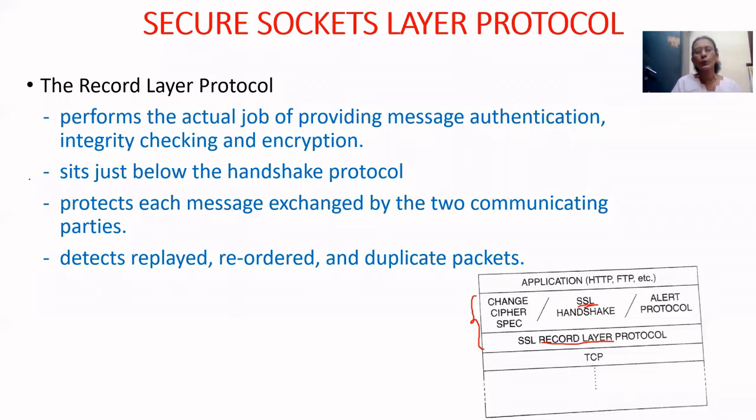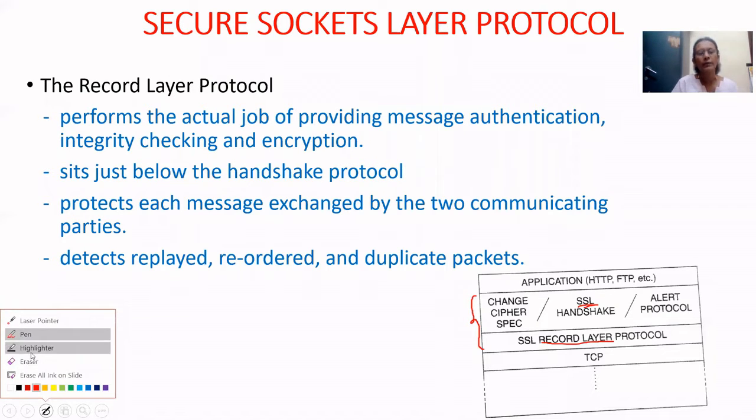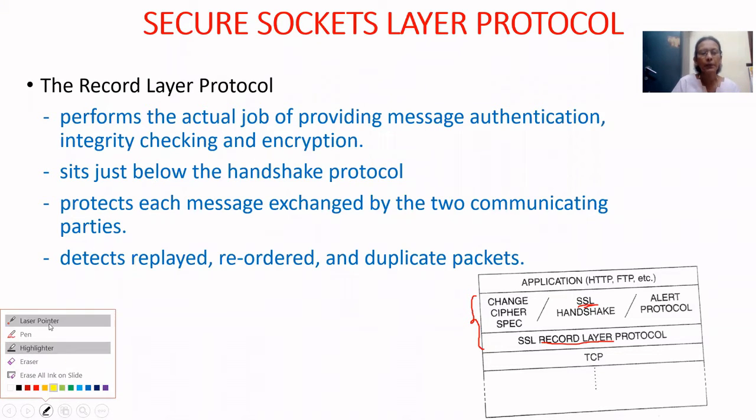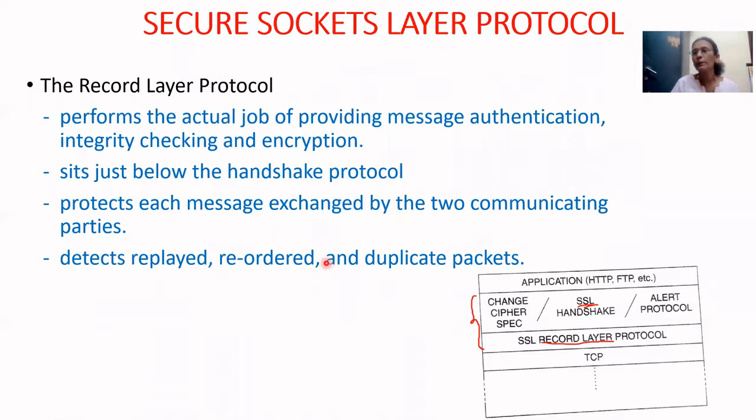Now, the Record Layer protocol protects each message exchanged by the two communicating parties. It detects replayed, reordered, and duplicate packets. So if any attacker is trying to get into the system using a replayed packet or a reordered packet, then the Record Layer protocol will be able to detect it, and the process of establishing the communication between the client and the server will be aborted.